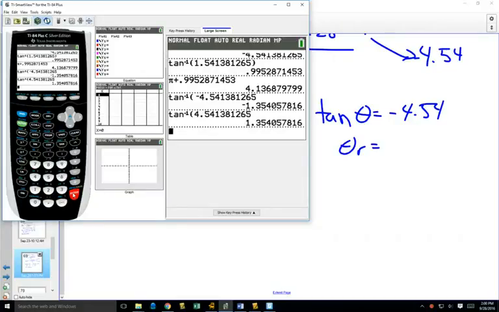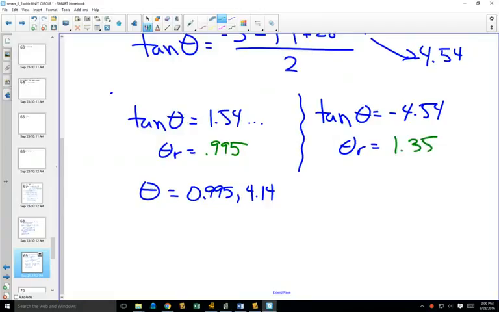For tangent, when you do tangent of the negative angle, and for sine, when you do sine of the negative angle, your answer will just come up as the negative reference angle. But for cos, it will come up with a completely different answer. So we have to be careful that we always do our reference angle of the positive values. And so now we know that our reference angle here is 1.35.